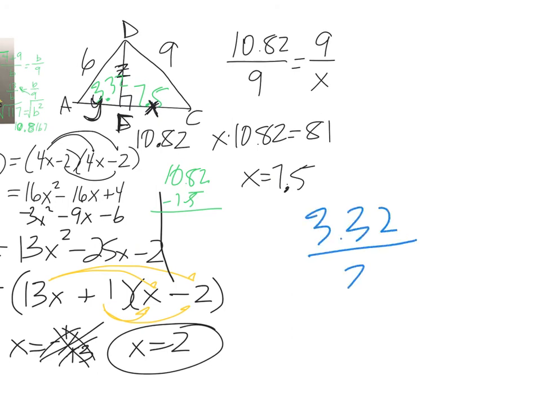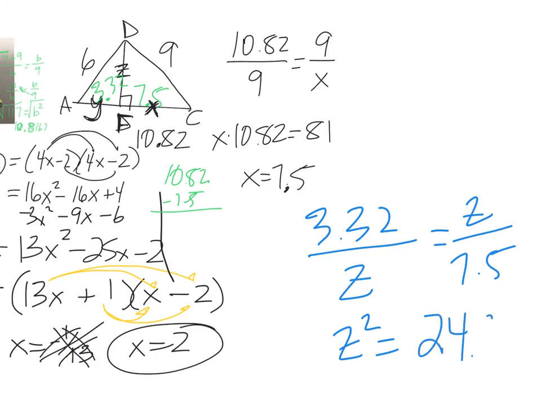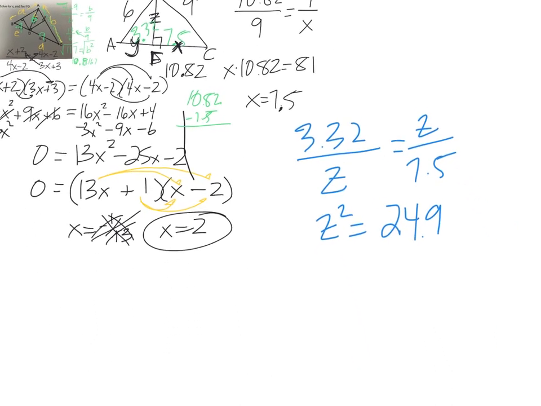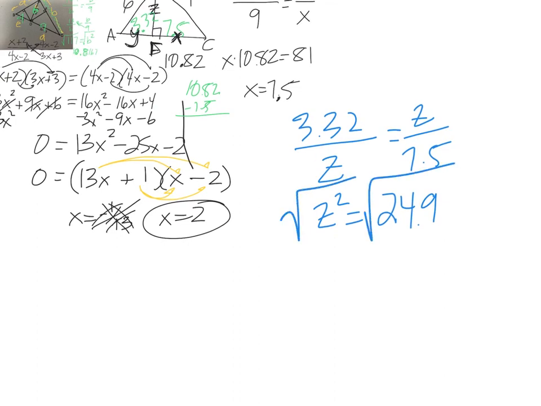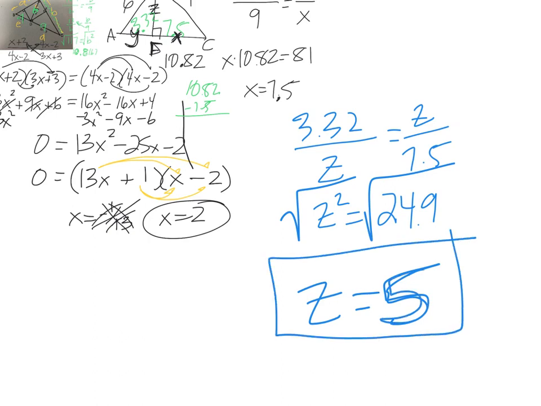3.32 over z is in proportion to z over 7.5. So z squared equals, maybe times that on my calculator, 24.9. And taking the square root of both sides, I'm just going to call that 5. Even though it's really close to 4.99, I'm calling it 5.